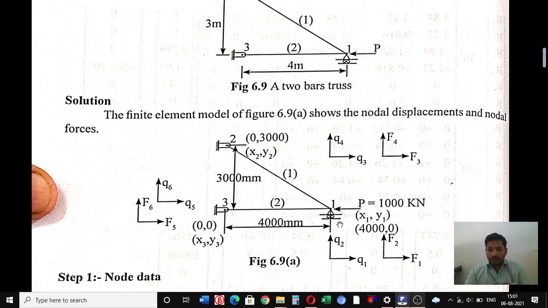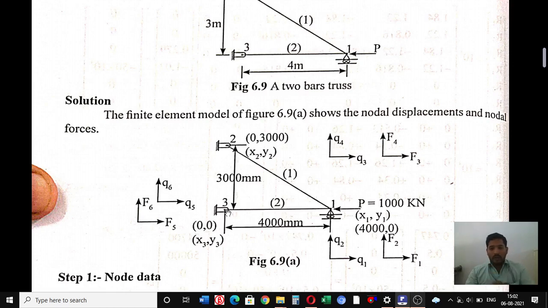So here at node 1, the nodal displacements q1 and q2 are acting. Meanwhile, the nodal forces f1 and f2 are acting at a point of 1. Come to the point of 2. The nodal displacements q3 and q4 are acting at a point of 2, and the nodal forces f3 and f4 are acting at a point of 2.